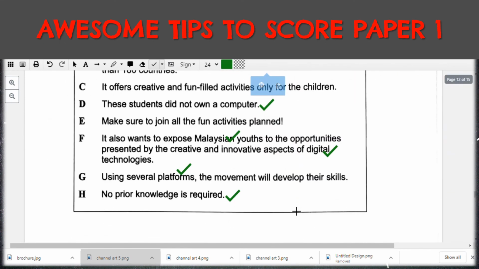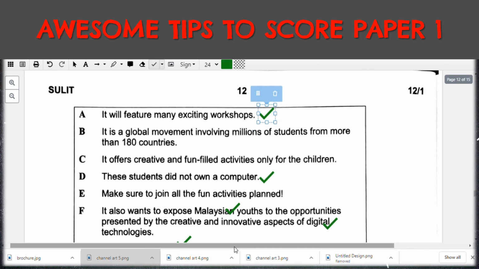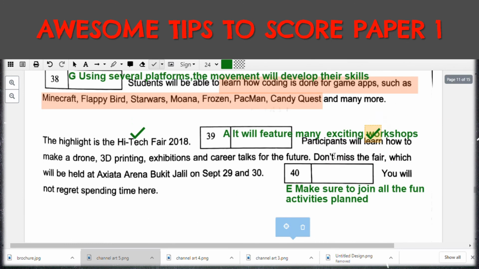So what are the possible answers? We are only left with C, B, and E. Make sure to join all the fun activities. Of course, this will be the best answer. That's to persuade you to join. Make sure to join. Come. So this is the best answer.